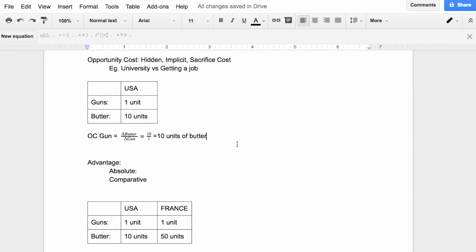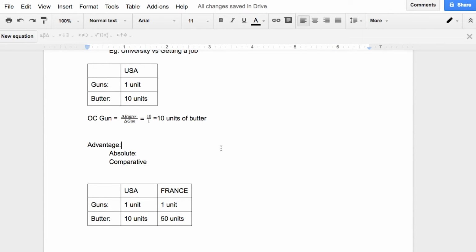So now that we have this idea of opportunity cost, let's take a look at advantage. So when we talk about advantage in economics, we usually talk about production, right? How much stuff can you produce? And when we look at absolute production, we're talking about just how much of something can you make.